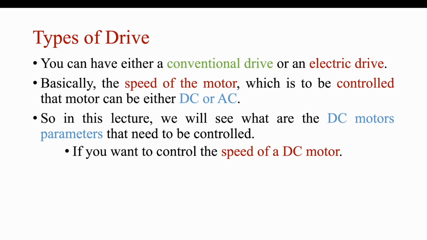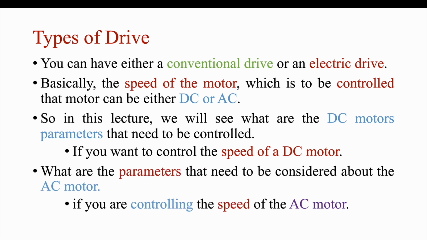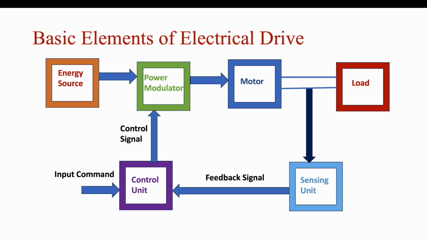Like if you want to control the speed of the motor, what are the parameters that need to be considered about the AC motor? Like if you want to control the speed of the AC motor, so that is the basic elements of the electrical drive. Like if you want to control the speed of a DC motor, these are the fundamental blocks that are usually used in order to control the speed of the motor.